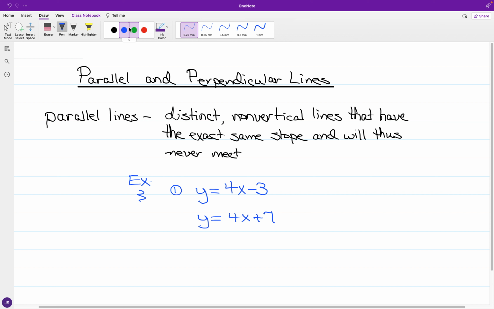And if you notice, for this pairing, these lines are going to have the same slope. And since they're not the same lines, but they nonetheless have the exact same slope, these lines are going to be parallel.